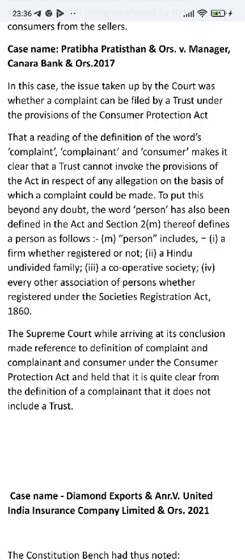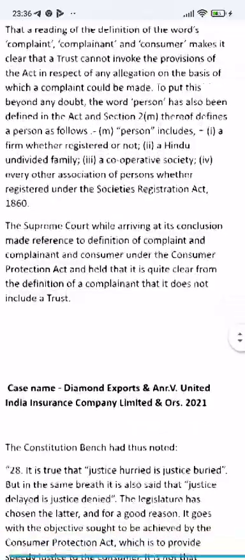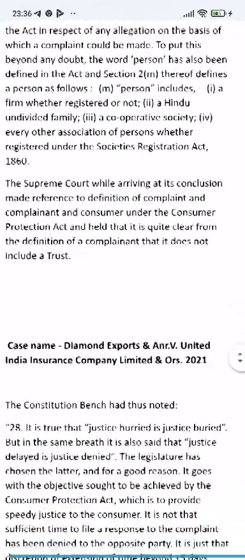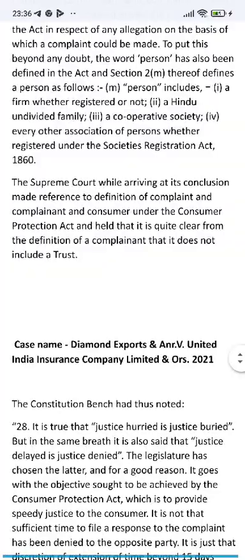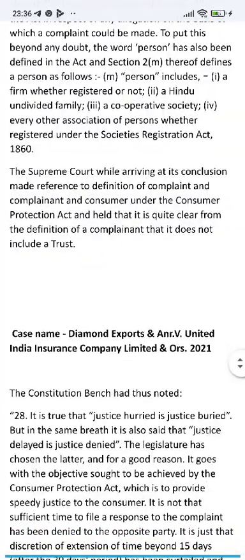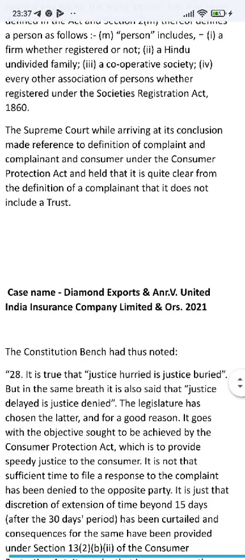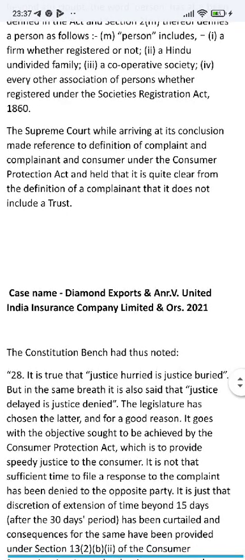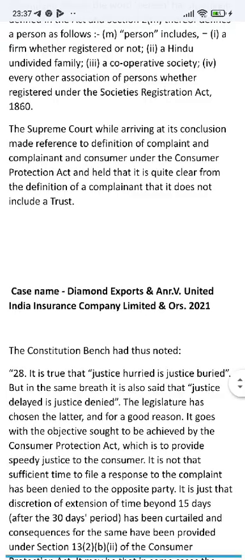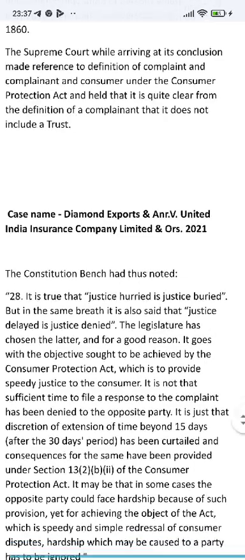A reading of the definitions of the words complaint, complainant and consumer makes it clear that a trust cannot invoke the provisions of the Act in respect of any allegations on the basis of which a complaint could be made. To put this beyond any doubt, the word person has also been defined under the Act, and Section 2(m) defines a person as follows: it includes a firm, whether registered or not, a Hindu undivided family, a cooperative society, and every other association of persons, whether registered under the Societies Registration Act.